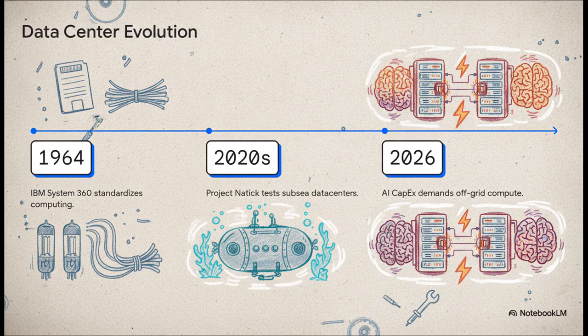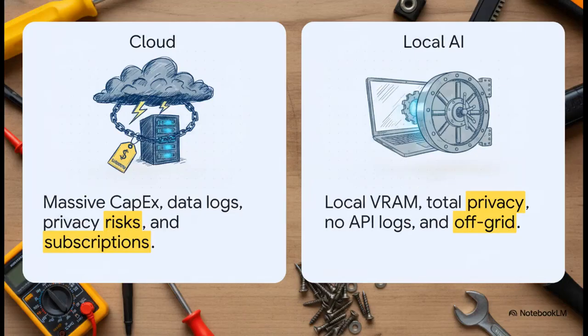And you can see the macro trend really clearly. Back in 1964, the IBM System 360 created the standard for data centers. Basically just warehouses where we store and retrieve files. But fast forward to the 2020s, and we're seeing Project Natick testing those subsea data centers for cooling. Because by 2026, the AI CapEx boom is going to demand extreme, off-grid compute power. We've literally gone from standard computing to needing extreme thermodynamic solutions, like deep-water pods, just to keep the servers from melting down. It's a massive leap, but it really highlights how physically distant and centralized this tech is becoming from us, the everyday users.